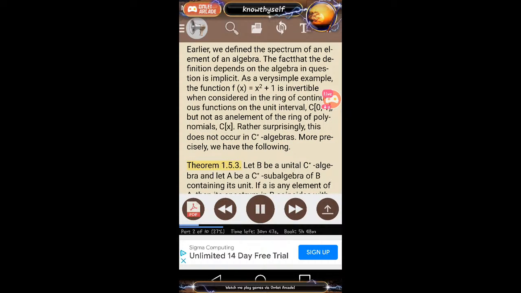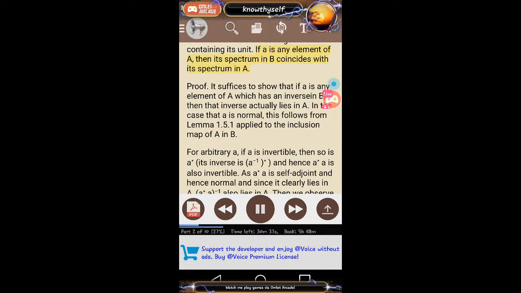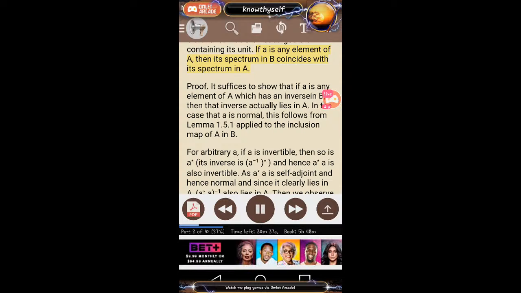Theorem 1.5.3. Let B be a unital C* algebra and let A be a C* subalgebra of B containing its unit. If a is any element of A, then its spectrum in B coincides with its spectrum in A. Proof. It suffices to show that if a is any element of A which has an inverse in B, then that inverse actually lies in A. In the case that a is normal, this follows from lemma 1.5.1 applied to the inclusion map of A in B. For arbitrary a, if a is invertible, then so is its inverse, a⁻¹, and hence a*a is also invertible.